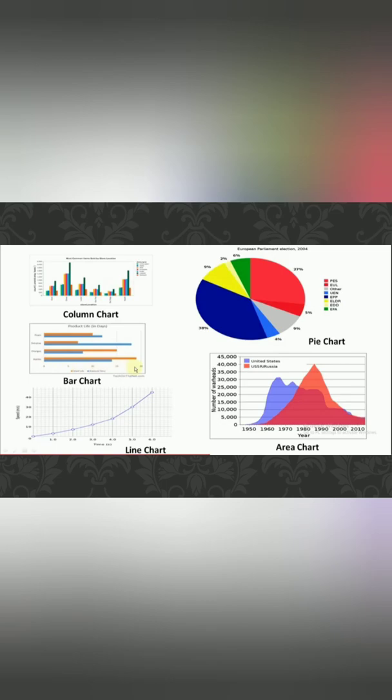First is the column chart. A column chart uses bars to display the values. In the column chart, values are placed on the y-axis and the categories are placed on the x-axis. But in the bar chart, the categories are plotted on the y-axis and the values are plotted on the x-axis.